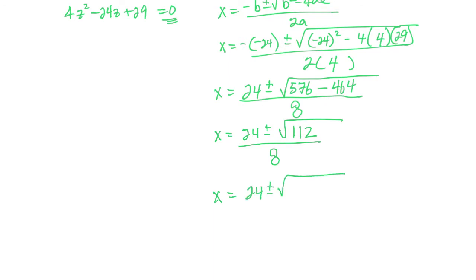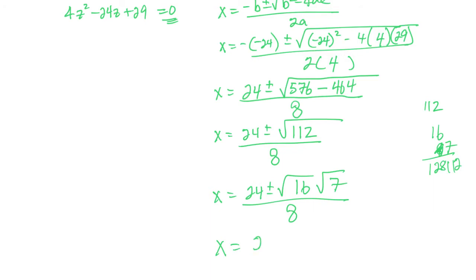112 divided by, is that 16? Will 16 go into that? 16 times 8, that's 128. Oh, 7, though. 16 times 7 is 112, yeah. So let me just rewrite that: 16 times root 7 all over 8. X is 24 plus or minus 4 root 7 over 8.